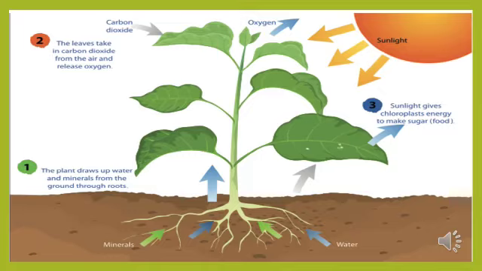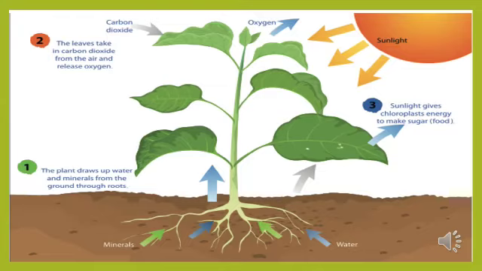Firstly, plants draw water and minerals from the soil through their roots, and these roots transfer this water and minerals to the leaves through the stem. Second is carbon dioxide, required by the leaves to prepare their food. They get it from the air, from the atmosphere.